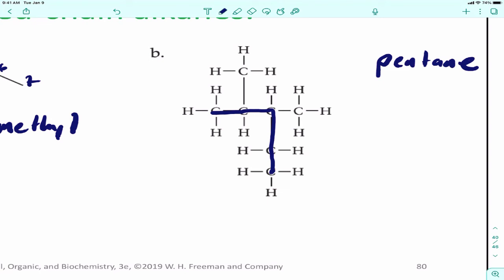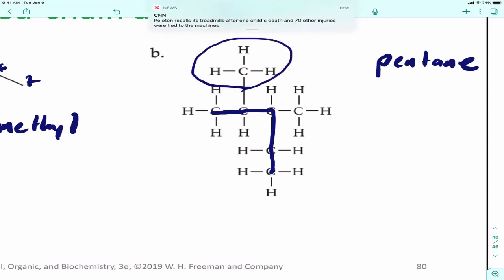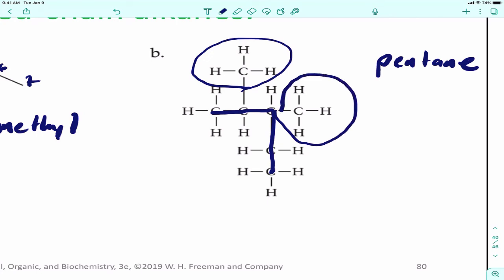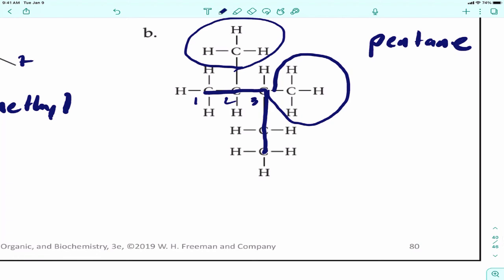It looks like I'm going to have a substituent here and another substituent over here as well. So I've got to number this chain in such a way that those substituents get the lowest numbers possible. If I number this from left to right, the substituents would be on carbons 2 and 3. If I number this from the bottom to the top, they would be on 3 and 4. So we want to number this with the substituents on 2 and 3, and you've got a methyl group on carbon 2 and a methyl on carbon 3.